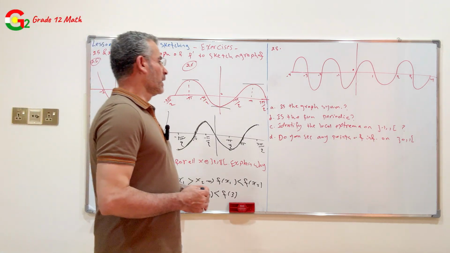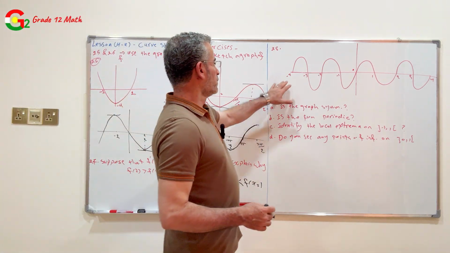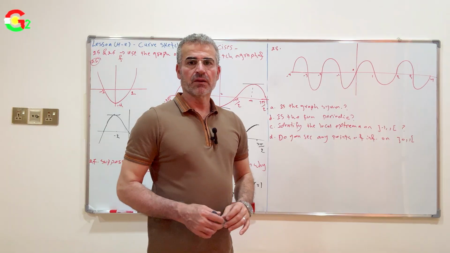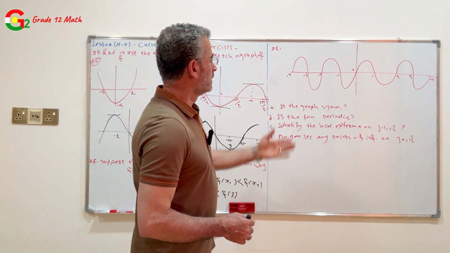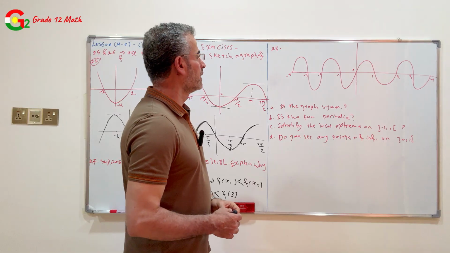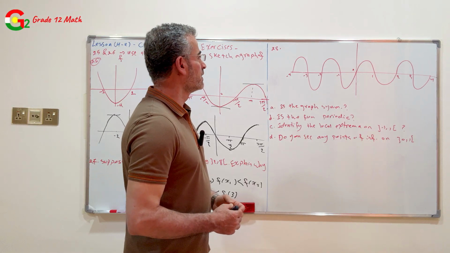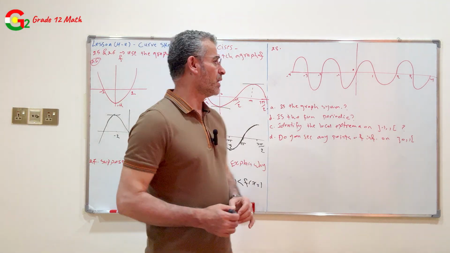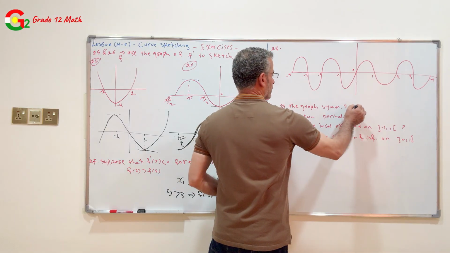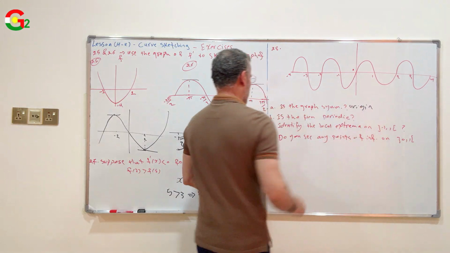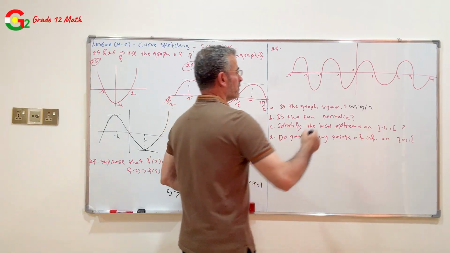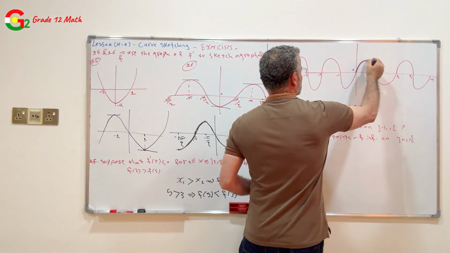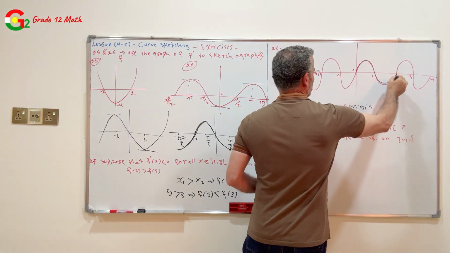Question number 28. Use the graph to answer these 4 questions. Is the graph symmetric? It is clear that the graph of this function is symmetric with respect to the origin. Is the function periodic? Yes, the function is periodic, and its period is 2.